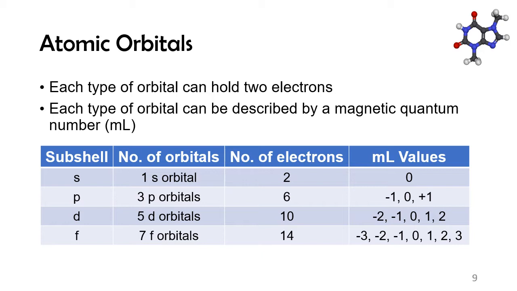Except for the first energy level, where only one s orbital resides, several of these orbitals can occupy different energy levels at the same time.